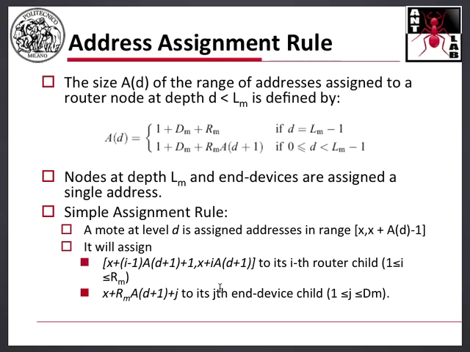Then there is this simple assignment rule: once I know what is my block of addresses, once a ZigBee router knows which are the addresses it can actually use for itself and for the other guys underneath itself, how these addresses are assigned. And this is the official assignment rule of ZigBee. That's very complicated, sorry. If you look at it, it's complicated. If we see an example, it's very easy. So let's move to an example, which is fairly much easier to understand.